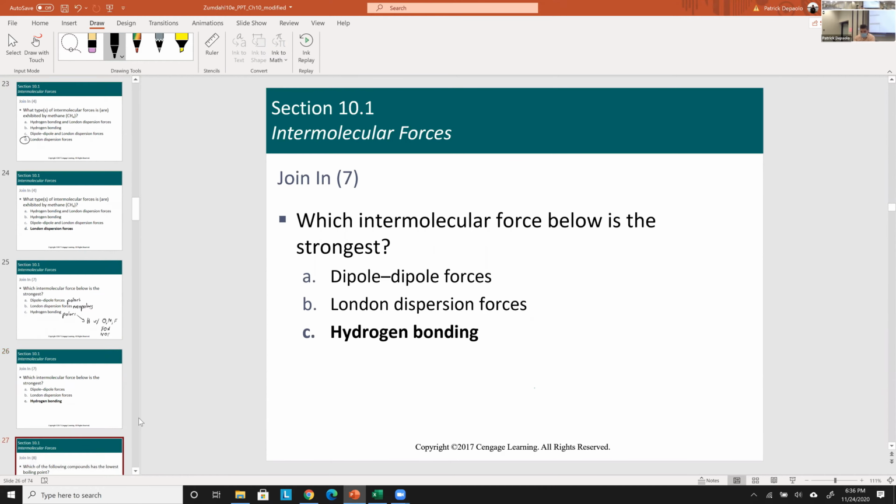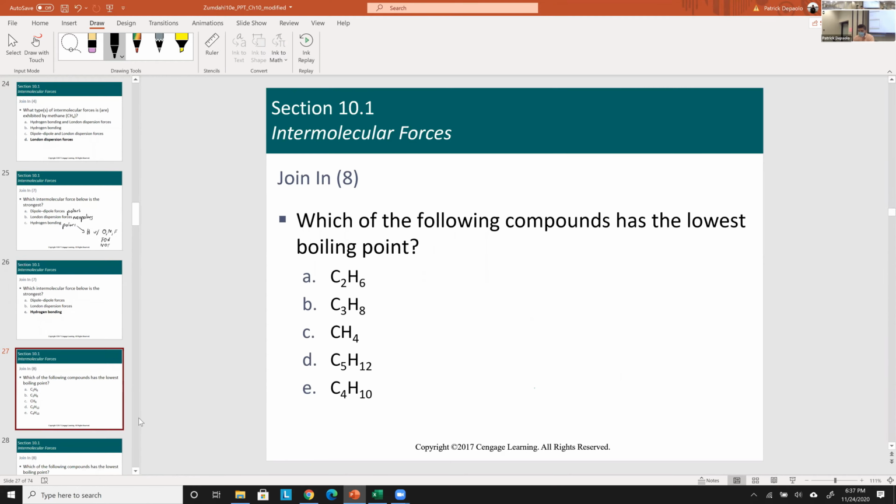Okay. Another one. All right, this one's good. So this one we didn't really cover yet, but I will talk about it soon, but it's another important concept. And you can kind of use intuition. Which of the following has the lowest boiling point? They're all organic, they're all nonpolar. They're all just carbon chains. This one is ethane, this is propane, this is methane, this is pentane, this is butane. Which one has the lowest boiling point?